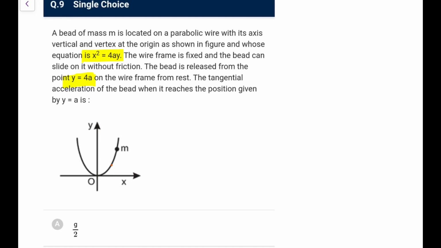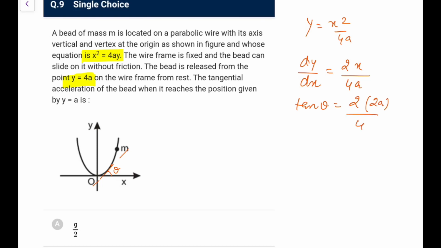So because what we are given is a bead located on a wire, first of all, at any position, let's say when y is equal to a, I can find the slope of the tangent. So what can I have? Writing it in terms of y, y is x square by 4a, so dy by dx you can directly write as 2x upon 4a, that is the slope of the tangent. Okay, so if I draw this, this would be the slope of the tangent, tan theta. So tan theta is 2x upon 4a, and when y is equal to a, x would be equal to 2a, that is 2a upon 4a, you can make it out, so it is 1. So tan theta is 1, theta is 45 degrees.